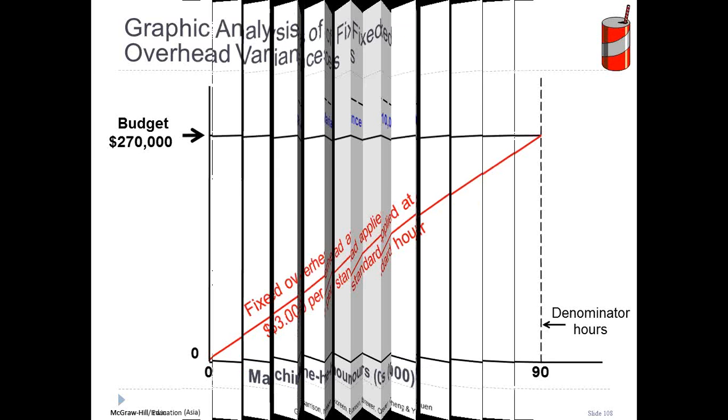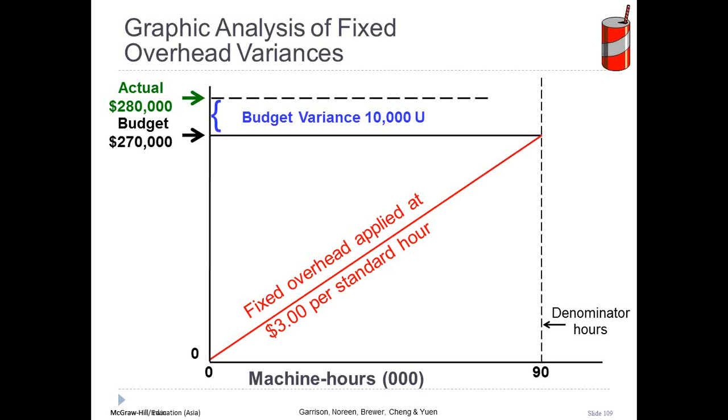Next, plot the actual amount of fixed overhead costs on the vertical axis. The broken horizontal line above the budgeted fixed overhead represents the $280,000 of actual fixed manufacturing overhead. The vertical distance between the budgeted fixed overhead line and the actual fixed overhead line represents the fixed overhead budget variance of $10,000. Since the actual fixed overhead is greater than the budgeted fixed overhead, the fixed overhead budget variance is unfavorable.